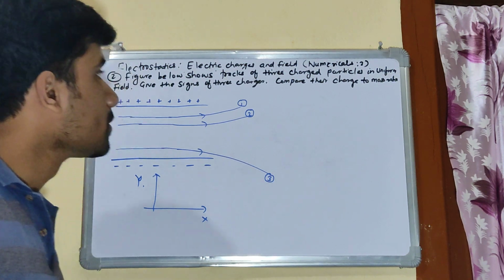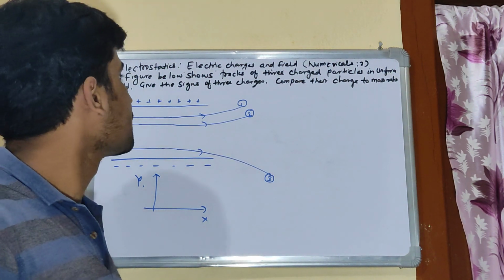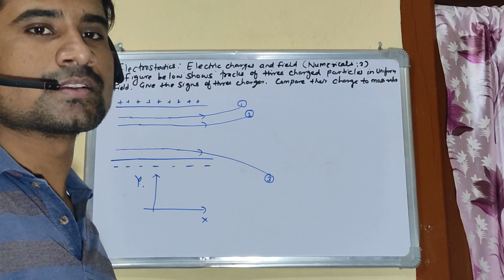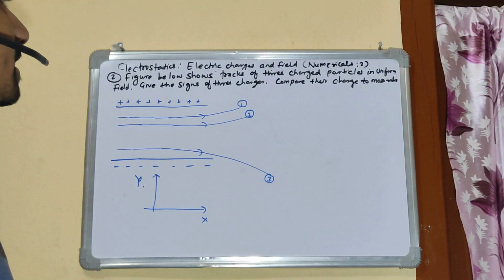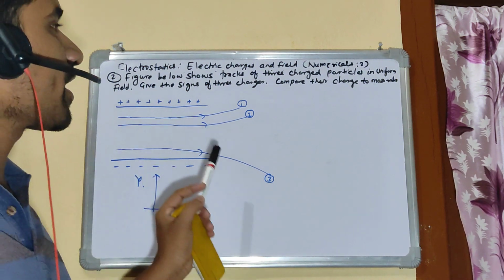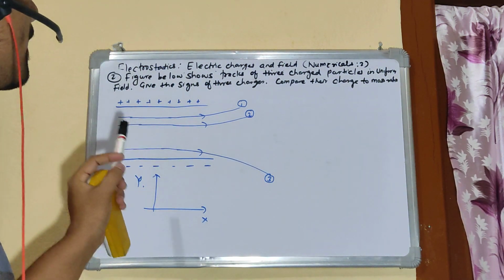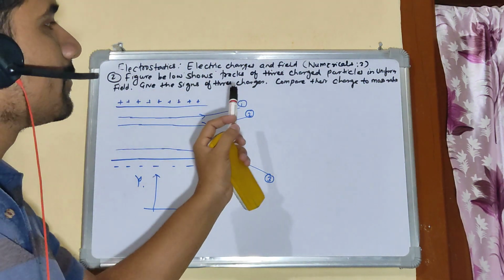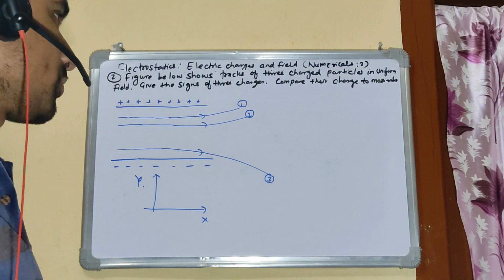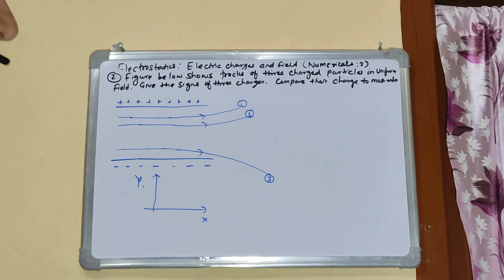Right. So next problem on electrostatics. The problem says: the figure below shows tracks of 3 charged particles in a uniform electric field. We need to give the sign of these 3 charges and compare their charge to mass ratio. So there are 3 particles.